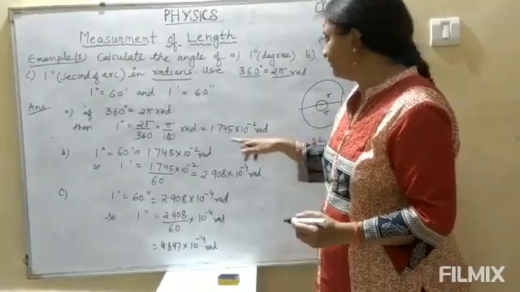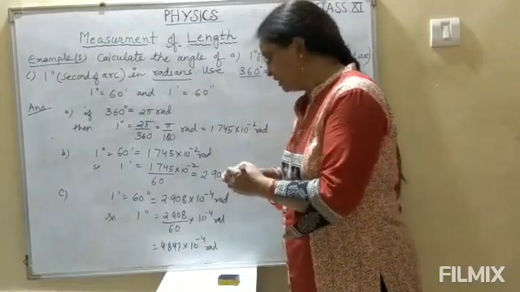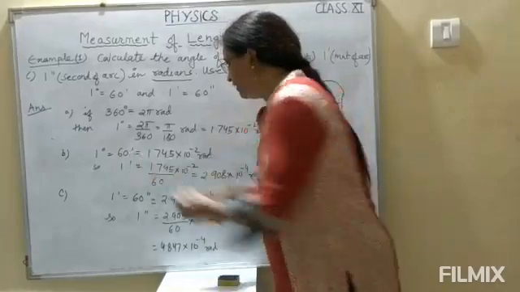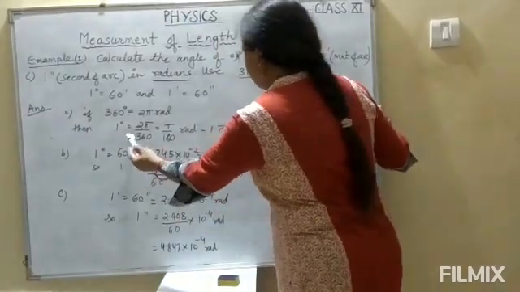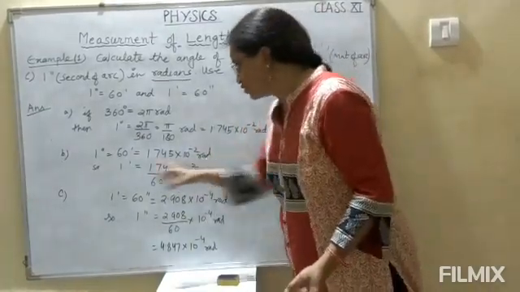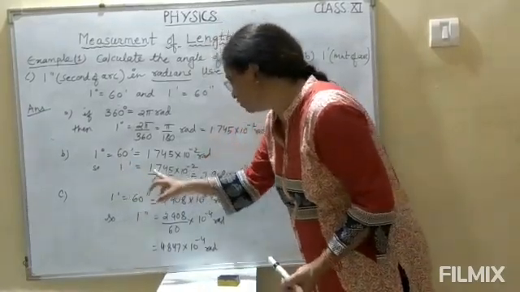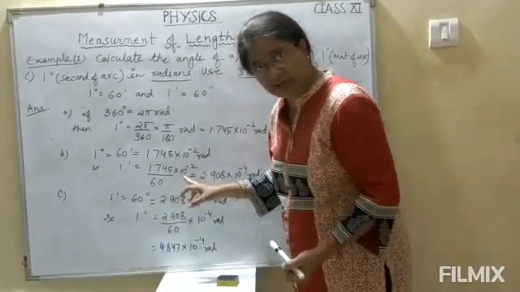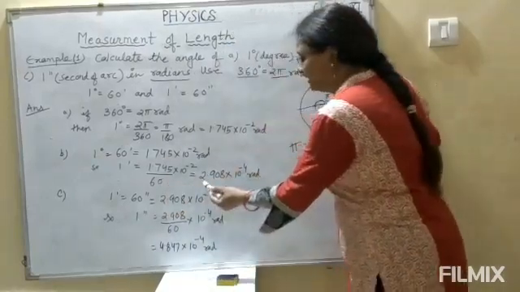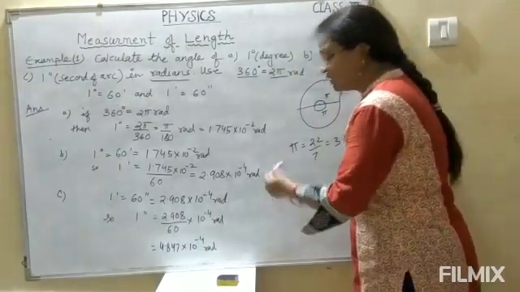Now we will convert 1 minute into radian. See here, 1 degree is equal to how many minutes? That is 60 minutes. And 1 degree is equal to, we have already converted here, 1.745 into 10 raised to power minus 2 radian. So what is the value of 1 minute? 1 minute will be equal to 1.745 into 10 raised to power minus 2 upon 60. By dividing this value, we will get the answer 2.908 into 10 raised to power minus 4 radian.